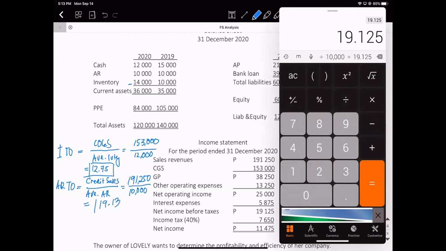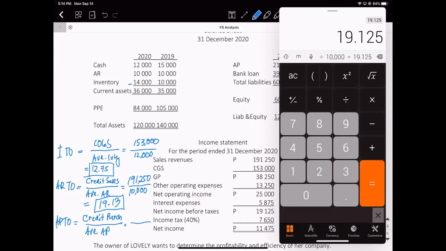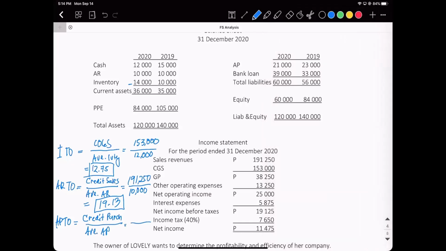Okay, so this is your accounts receivable turnover. Lastly, we have accounts payable turnover. So this is credit purchases divided by average accounts payable. So how do we determine the credit purchases?